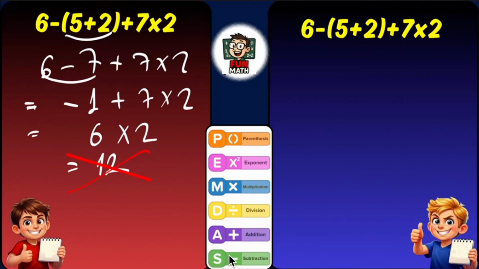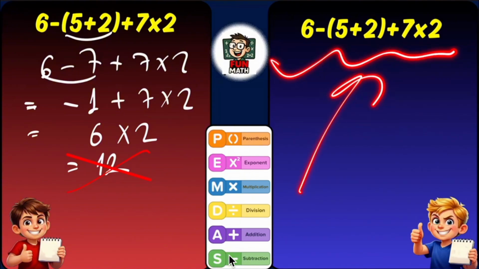There is no order between multiplication and division; they are performed from left to right. Similarly, there is no order between addition and subtraction; they are done from left to right. Okay, now let's solve the equation according to the rules.